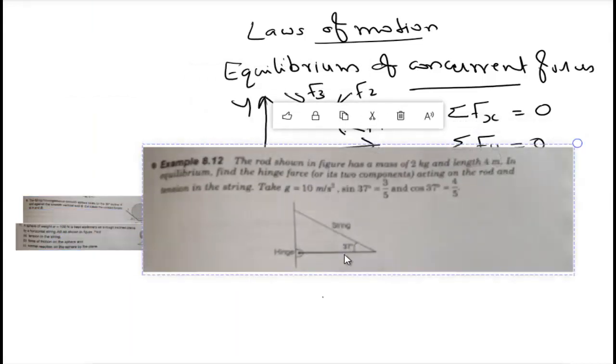The rod shown in the figure has a mass of 2 kilogram and length 4 meter. In equilibrium, find the hinge force acting on the rod and the tension in the string. So here it is marked, this is the string, and the rod is this one. Through the string, usually tension will be acting. The mass of the rod is given as 2 kilogram and its length as 4 meter.